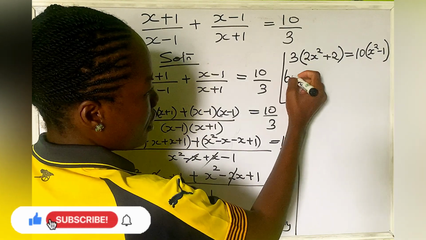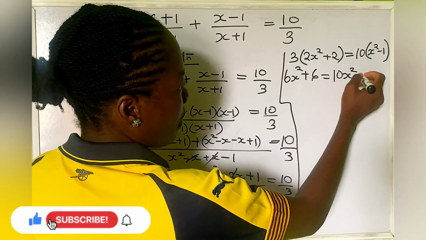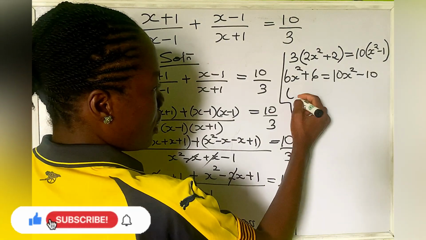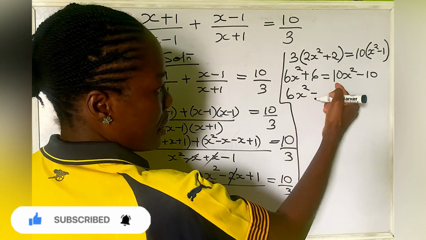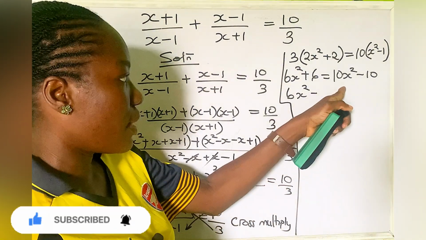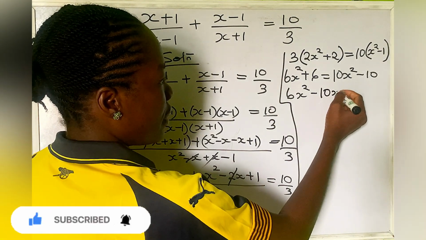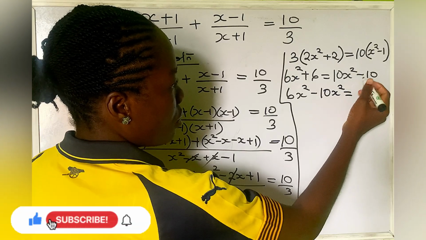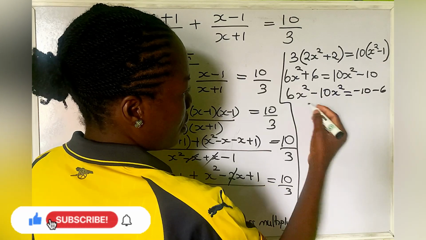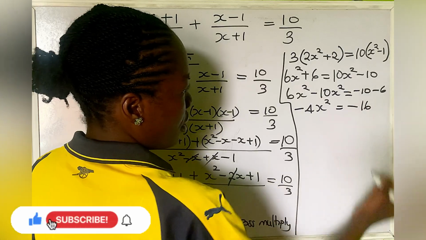Now we'll have 6x² + 6 is equal to 10x² − 10. Now we can collect the like terms because we're having x² and x². So let's do that. 6x² minus, when this 10 crosses the equality sign, it becomes a negative sign because it's already a positive sign here, positive 10. However, when it crosses the equality, it becomes negative 10. So it becomes −10x² is equal to −10. When this crosses over, it now becomes another minus 6. So this is now −4x² is equal to −16, right?